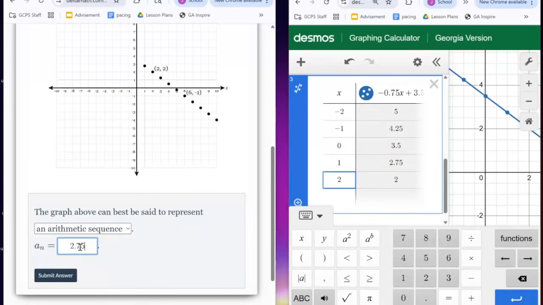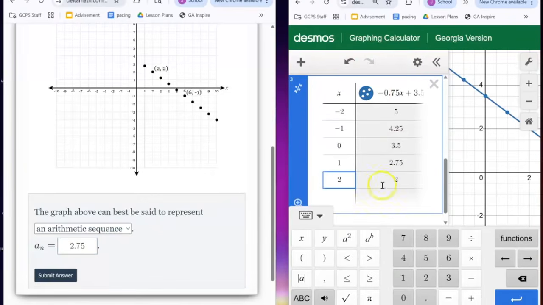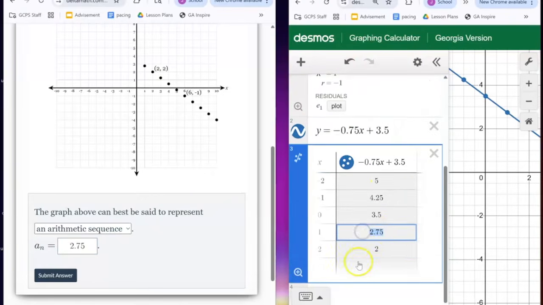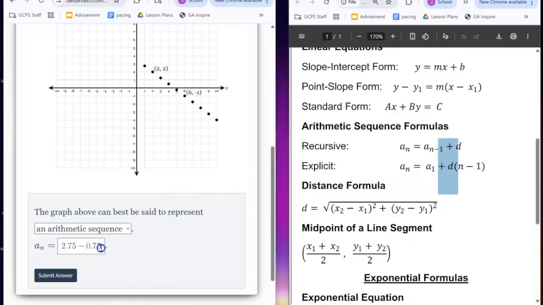So I'm going to say 2.75, and I don't know if they're okay with decimals or they want fractions. I'm not sure yet. Plus d, which is my common difference. My common difference is my second term minus my first term. If you don't know what I'm talking about, please go back to the video titled write explicit formula for sequence, where I go over that in detail. My common difference is negative 0.75. Then I have parentheses n minus 1. Because they don't tell me to find my 15th term or my 20th term, I'm just going to leave n in the answer.